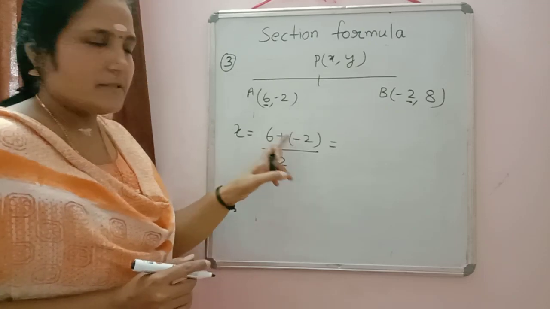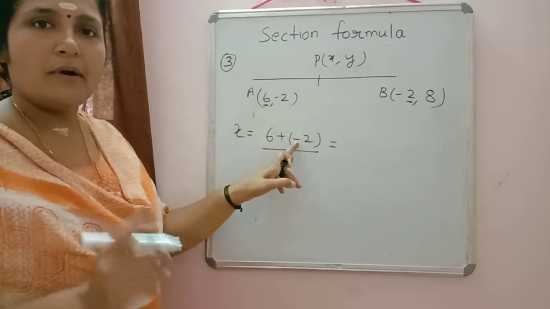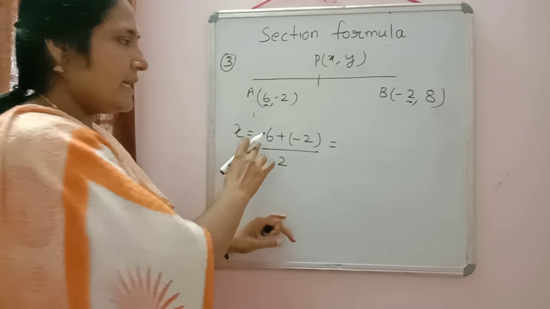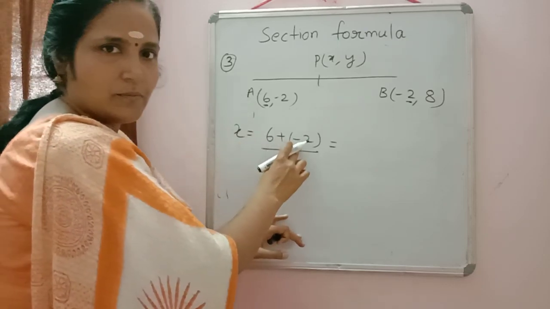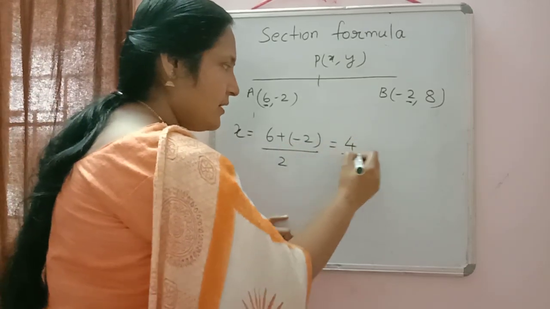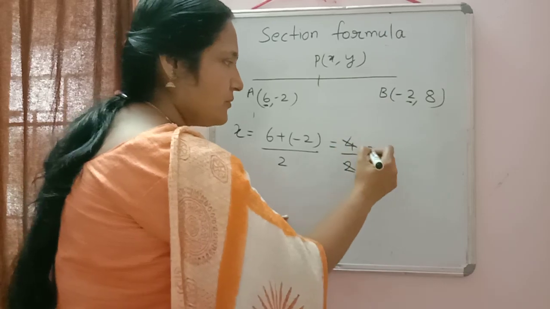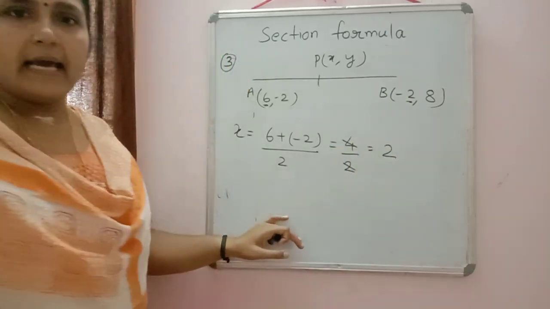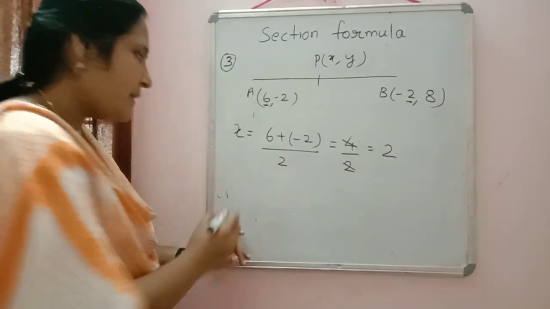Plus into minus, positive into negative, will be equal to negative. So we will get here 6 minus 2, and 6 minus 2 is 4. 4 by 2. So we will get the answer here: x is equal to 2.